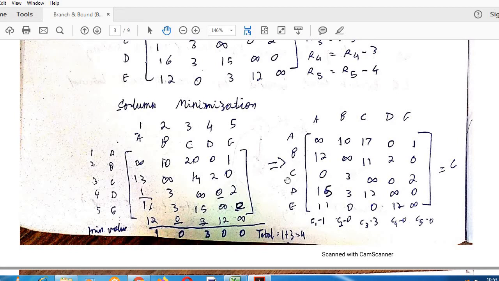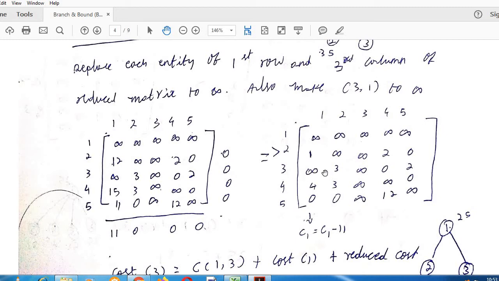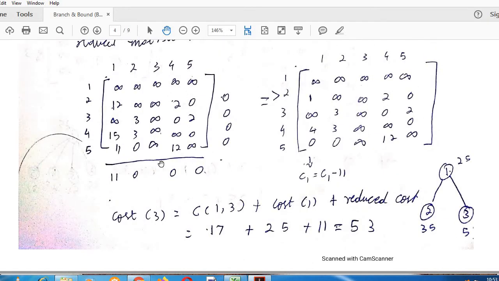Also I will make 3 comma 1 infinity. So this 3 comma 1 value, third row first column element, will be replaced with infinity. So as you can see here, the third row first column element has been replaced with infinity. So I have done this here. I forgot in the previous step, 2 comma 1 also should have been infinity. So as I told earlier, for nodes also make the same change. So 3 comma 1 will be replaced with infinity. Also the first row and third column elements will also be replaced with infinity.